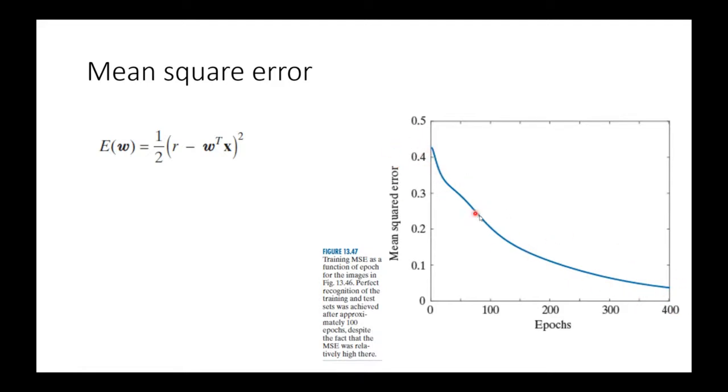And evaluating that by mean squared error, when I looked at this picture, I thought, well, it's not a great learning rate, but the book says perfect recognition of training and test sets were achieved after approximately 100 epochs, despite the fact that the mean squared error was relatively high there. But the book doesn't explain why it got the perfect recognition of training and test sets. I think his training set was biased. Honestly, I do think his training set was biased. So you don't get a perfect recognition with this kind of curve.